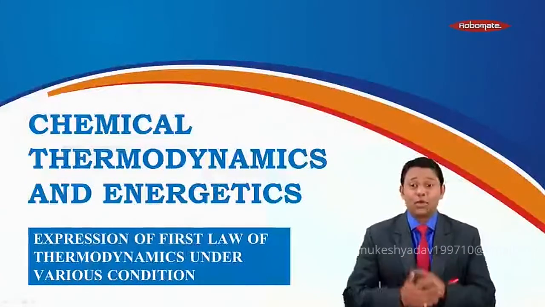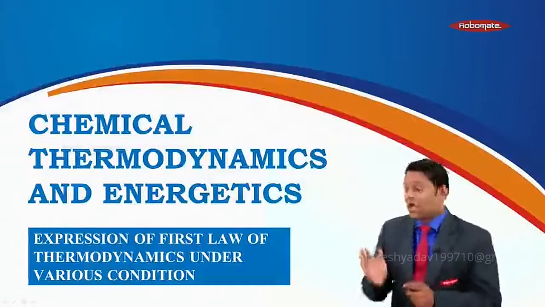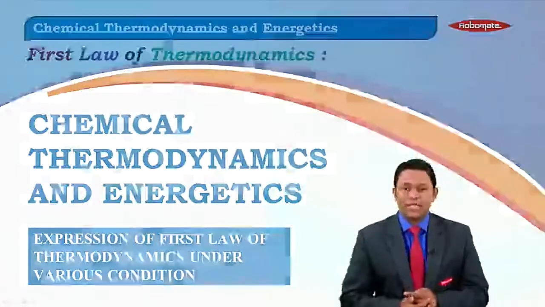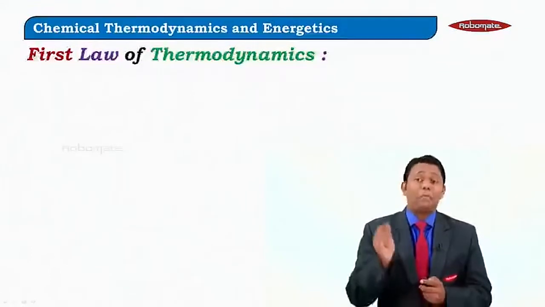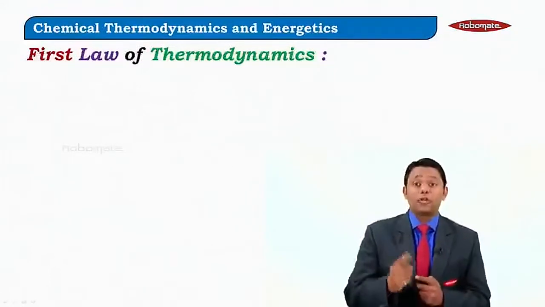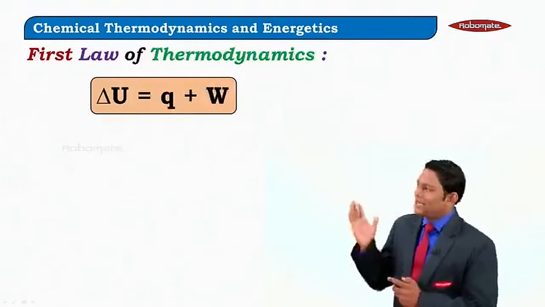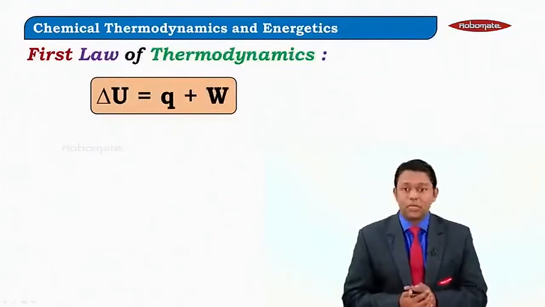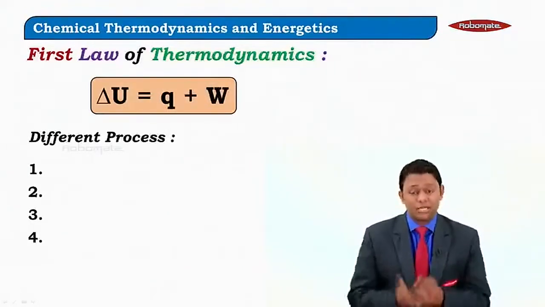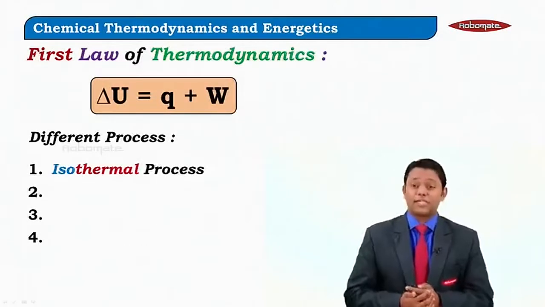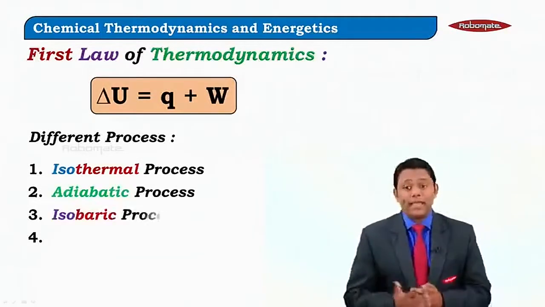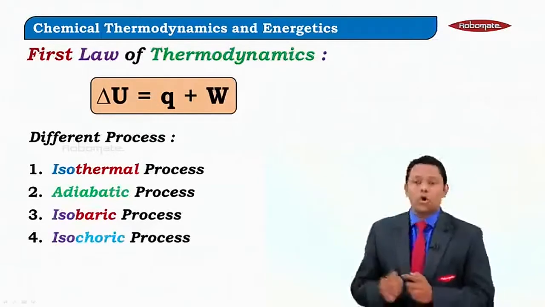Here we are basically doing the expression of first law under various conditions. Now let's recall what's the mathematical expression for first law of thermodynamics. It says delta U is equal to Q plus W. So we have to see this equation under different processes. The first process is isothermal, then adiabatic, isobaric and isochoric.